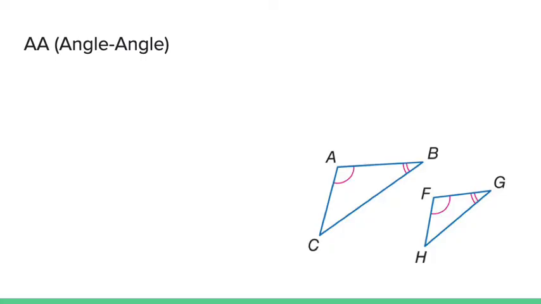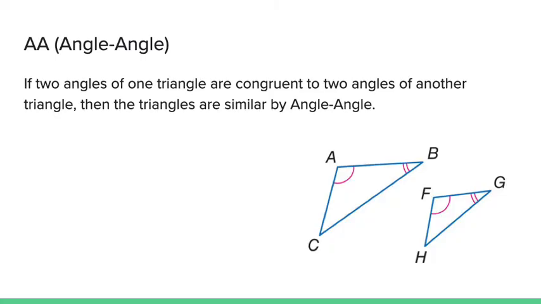You'll see markings having to do with angle measures of two of the angles of these triangles. You can tell that the triangles are not congruent. One is bigger than the other. So if two angles of one triangle are congruent to two angles of another triangle, then the triangles are similar by angle, angle. Similar just means one is a scaled up version of the other. We prove similarity using three similarity postulates, angle, angle being one of them.